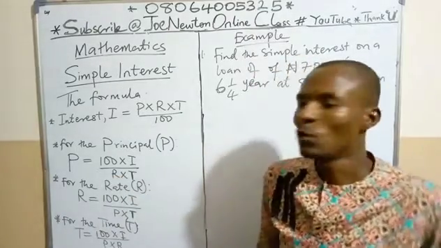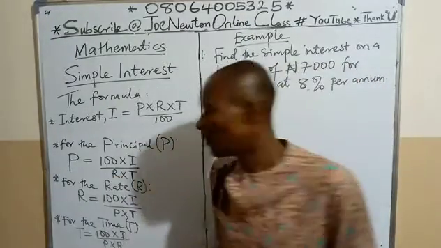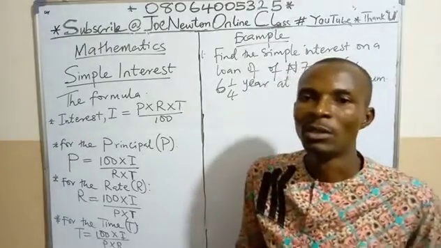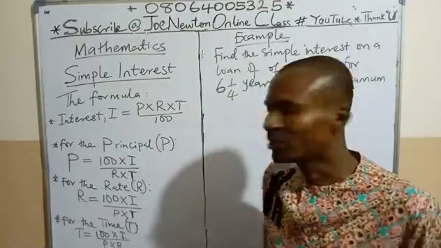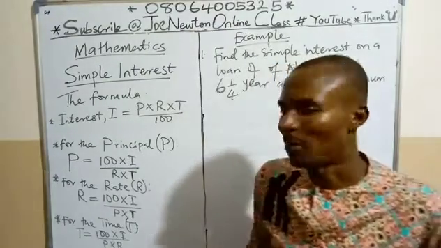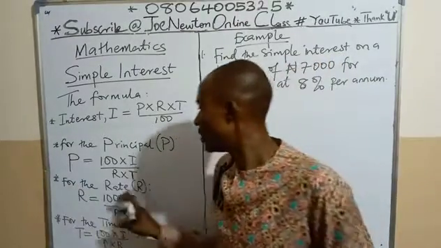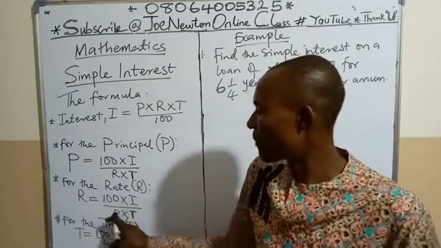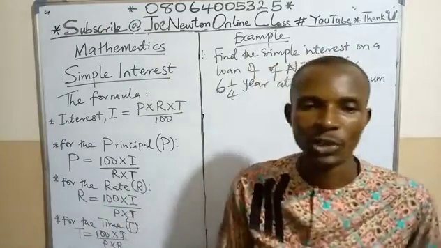Then when you want to calculate the rate, maybe you are given the interest, the principal and the time in the question, for you to calculate the rate in percentage. Then the rate equals 100 times the interest over principal times the time, that is the duration.